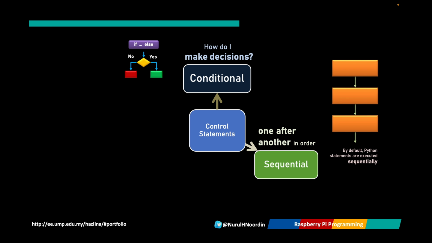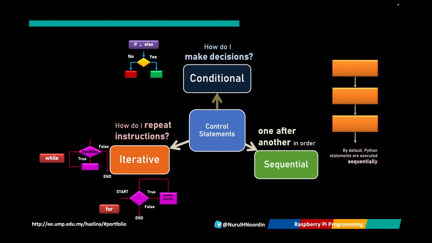The third control statement is the iterative statements or loops. Loops help execute tasks repeatedly without needing to write the same code multiple times. For example, we use a loop to make an LED blink continuously, turning it on, waiting for a second, turning it off, and repeating the process. Loops are essential for automation and real-time systems like traffic light controllers, sensor-based monitoring, and robotics, where tasks need to run continuously.